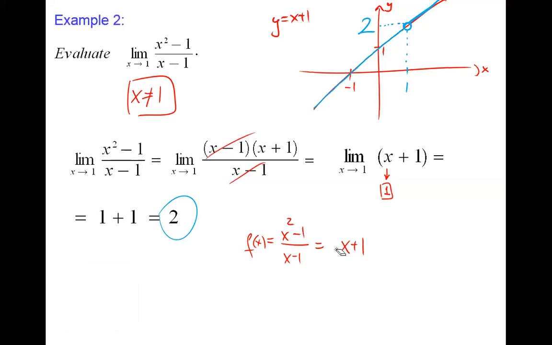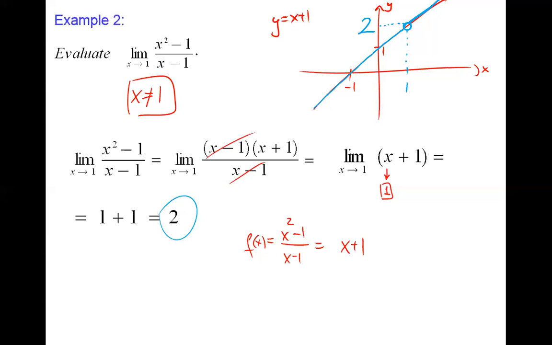We can see we did simplify the function, and the function is just x plus 1, but we have to remember there is still no value at 1. Even if this looks like a function with a value at 1, this expression x plus 1 came from the original rational function.